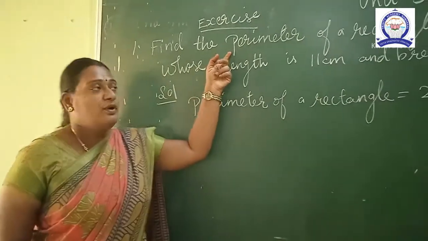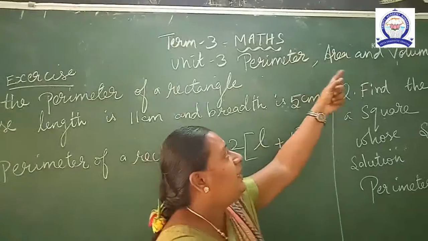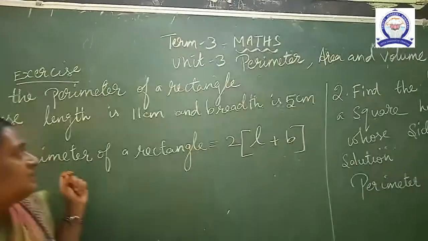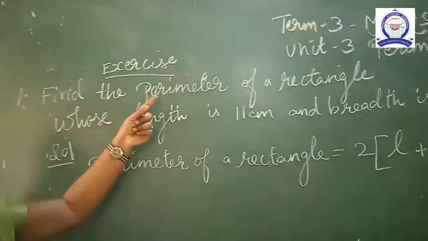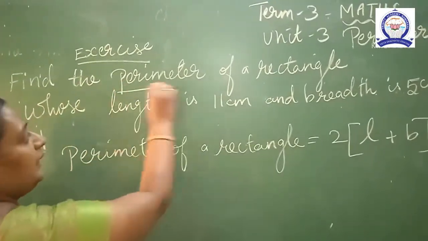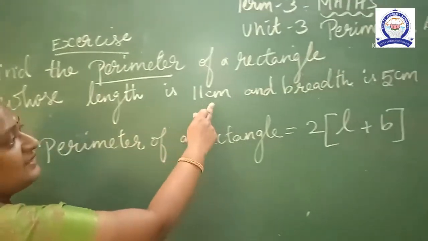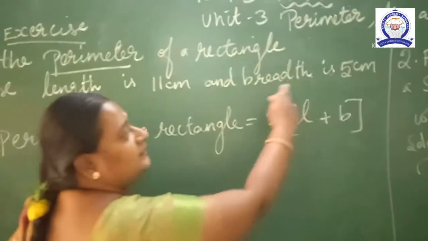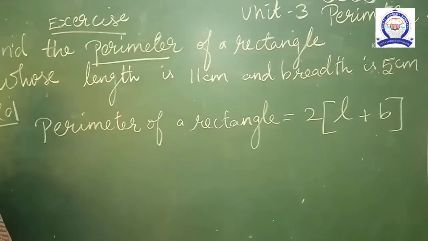We are going to see the exercise problems. Unit 3, perimeter, area and volume. Exercise problems: find the perimeter of a rectangle whose length is 11 centimeter and breadth is 5 centimeter. So you have to find the perimeter of a rectangle.